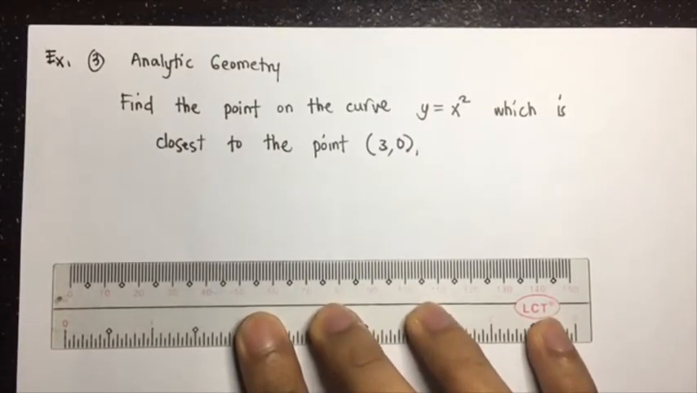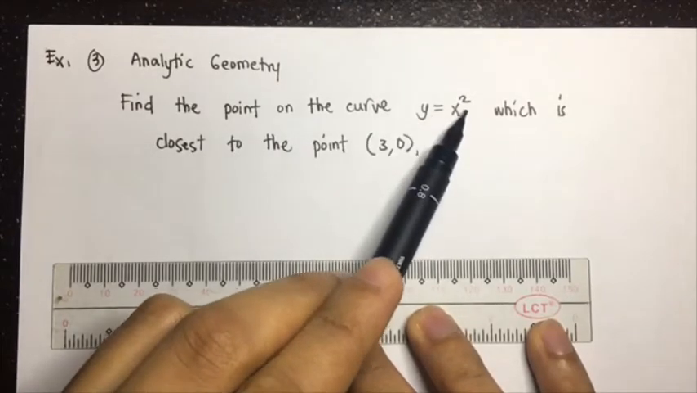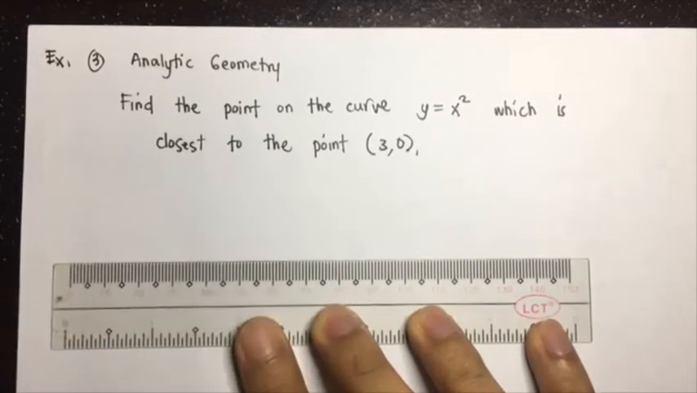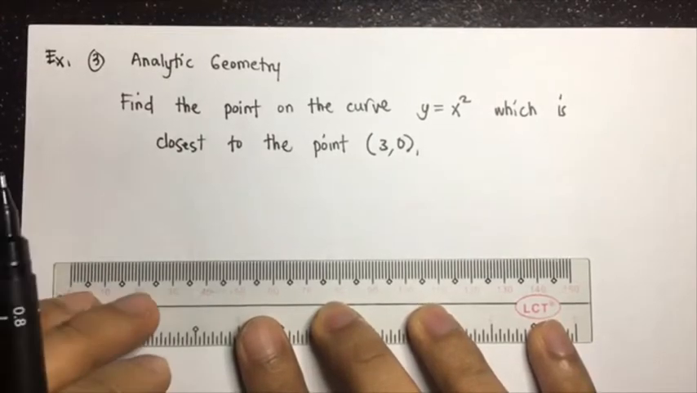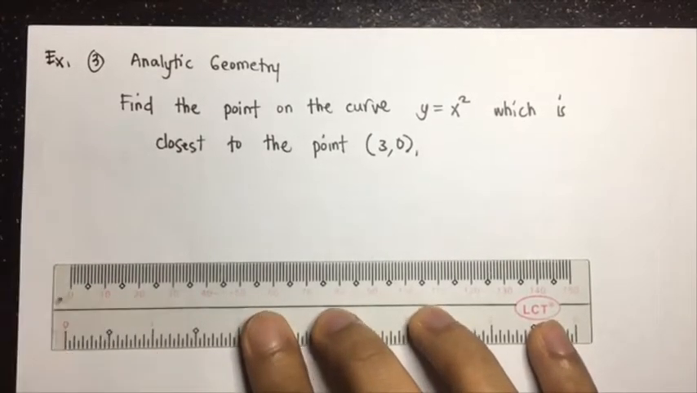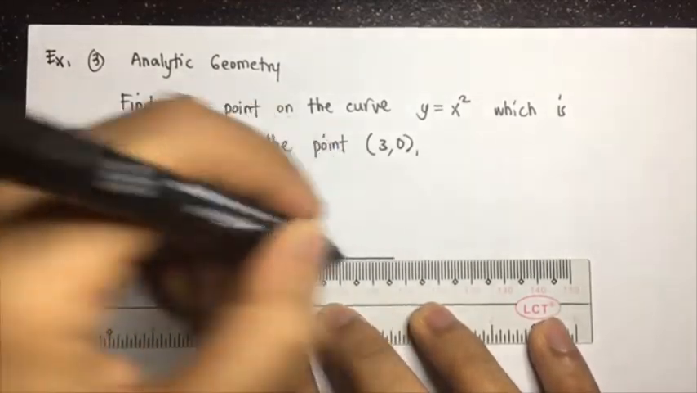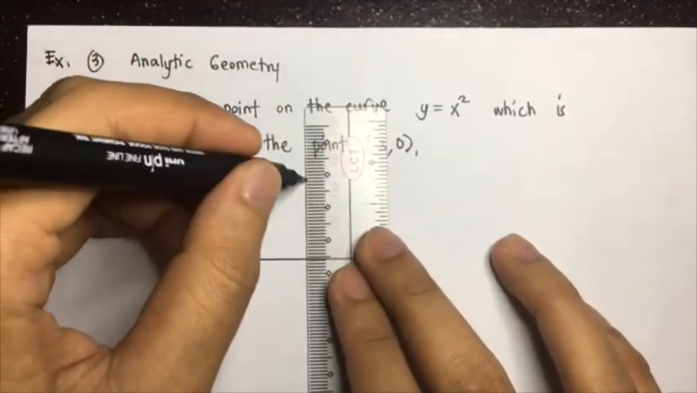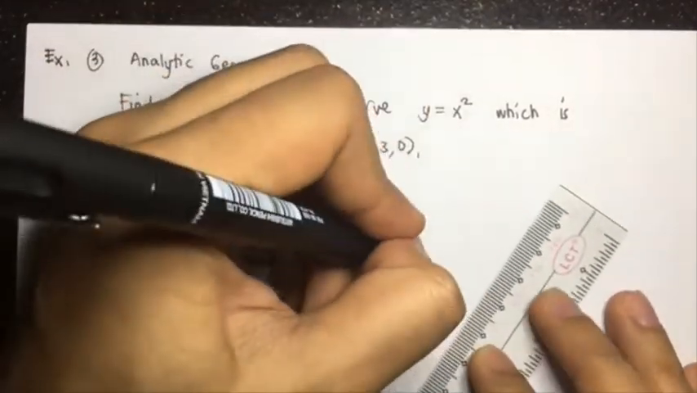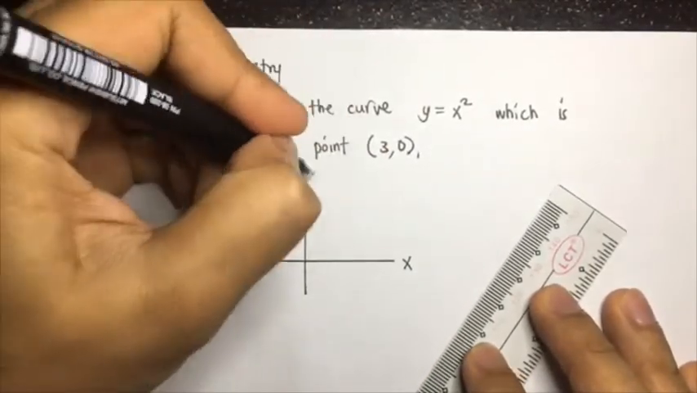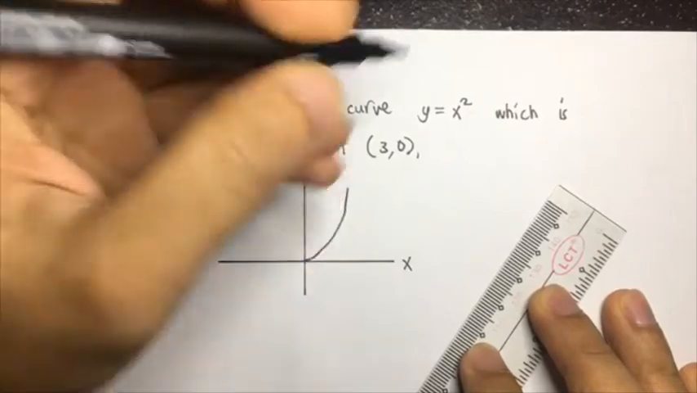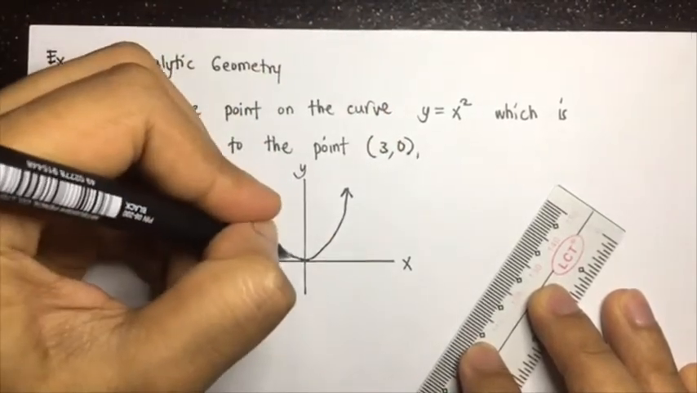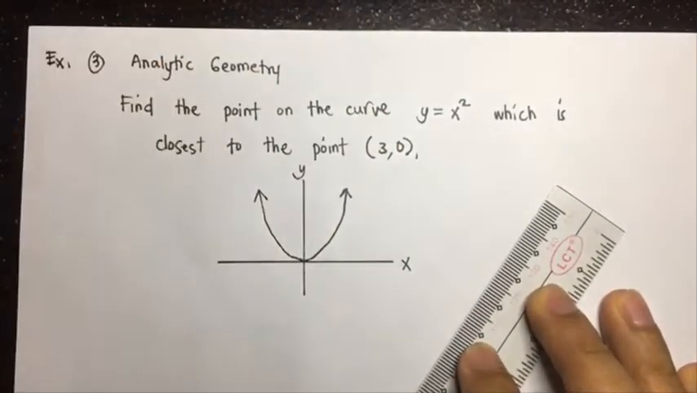opening, since this is x squared, so this is a parabola opening upwards. Okay, so it's opening upwards, so therefore it should look like this. So if this is x and this is y, the curve should look like this. So it's a parabola opening upwards.